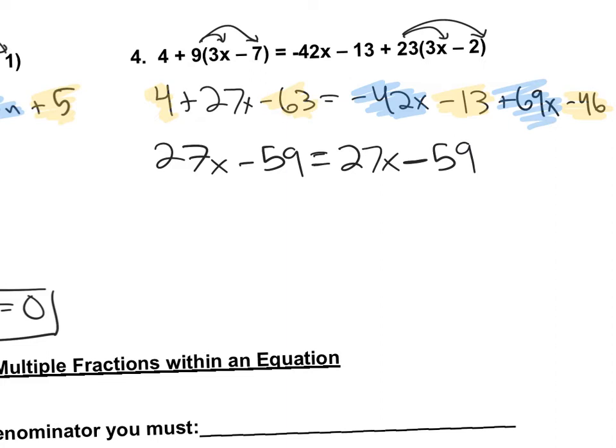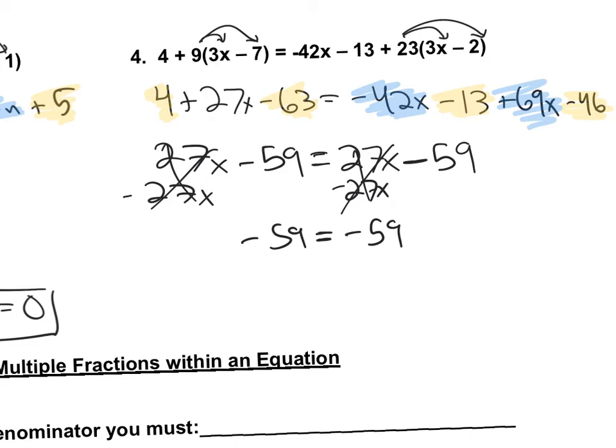So now we want to get our variables to the same side, so I'm going to subtract 27x from both sides. When I do that, the 27x's cancel out, so I'm left with negative 59 equals negative 59. And just remember, anytime you're left with a true statement, where both values are indeed equal, that would be a case where you would have all real numbers as your solution.